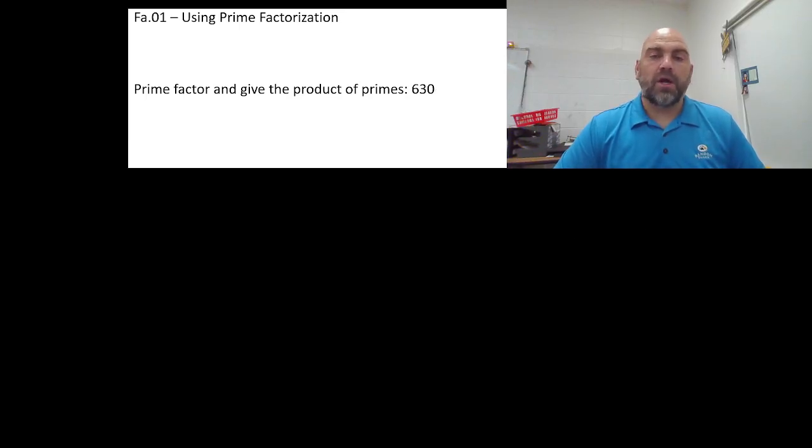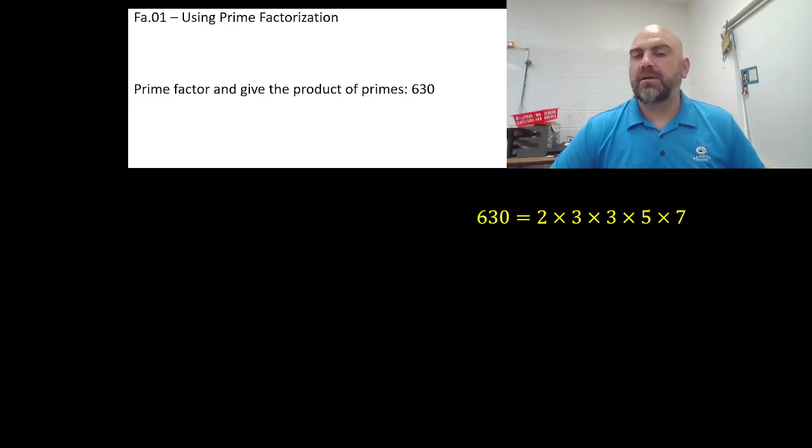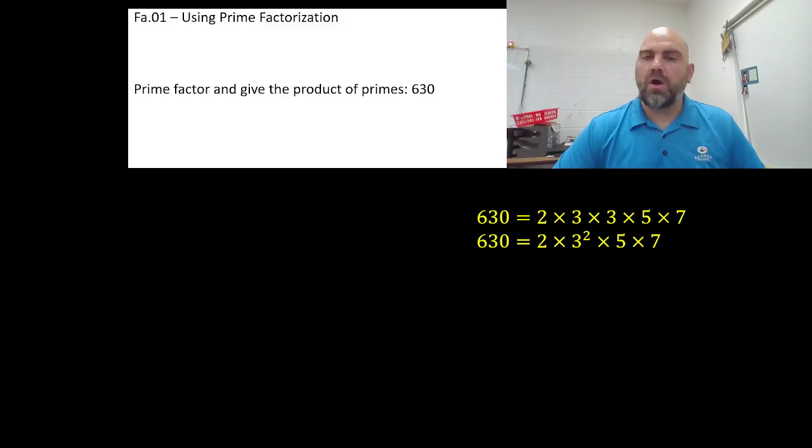All right, give this one a shot. 630. Can you prime factor it? Pause the video, and then come back and we'll try it. Welcome back. Did you get 2 times 3 times 3 times 5 times 7? We have 2, 3, 5, and 7, so we have 4 different prime factors. And if we put them into our product using powers, we're going to have 3 squared in there, and everything else just has a single one.